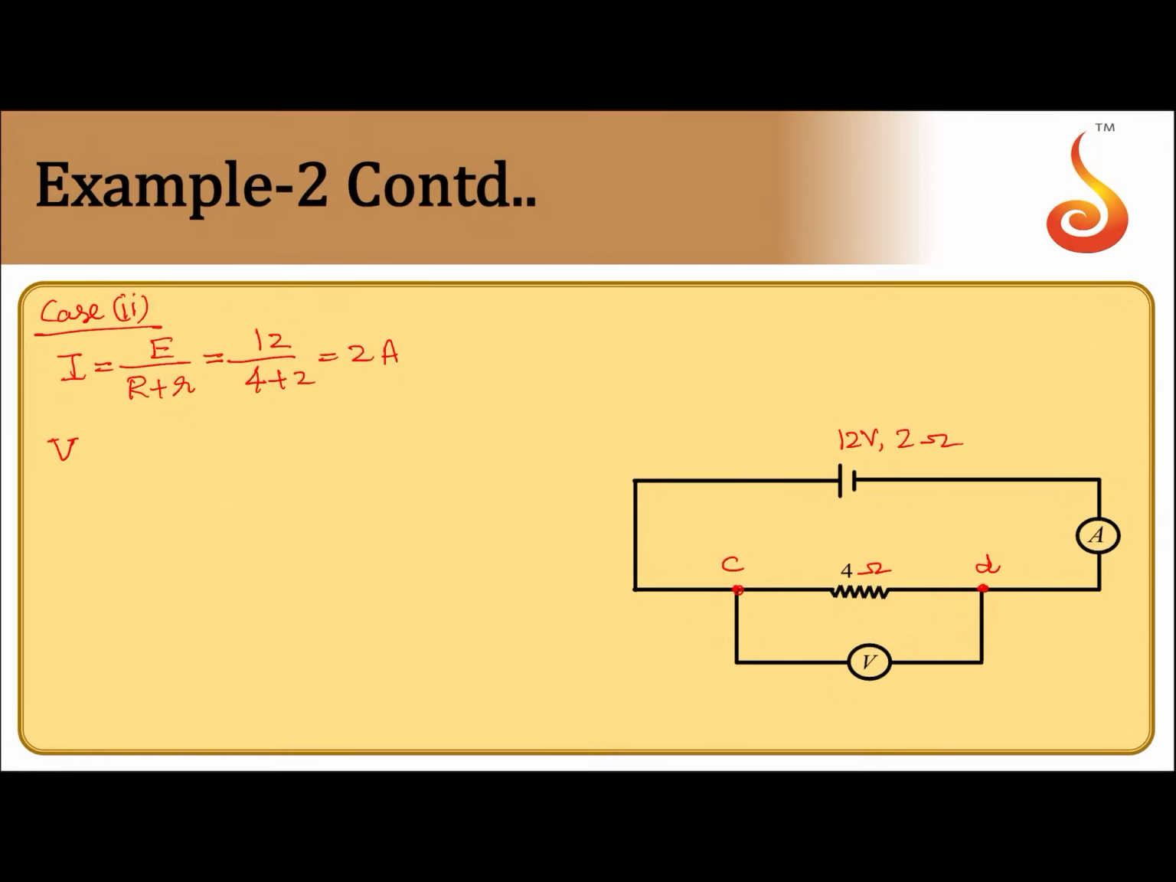And potential difference between C and D, if it is V, V is equal to I into capital R. So current is 2 ampere, capital R is 4 ohm. So it should be 8 volt. So notice one thing, in both the cases voltmeter reading remains same. Whether it is across resistance or across cell, the voltmeter reading remains same, that is 8 volt. Current also remains same, it is 2 ampere.